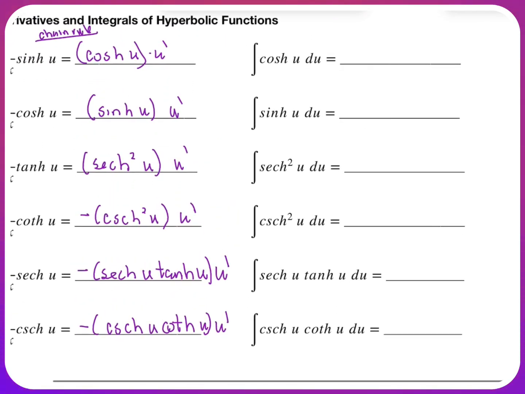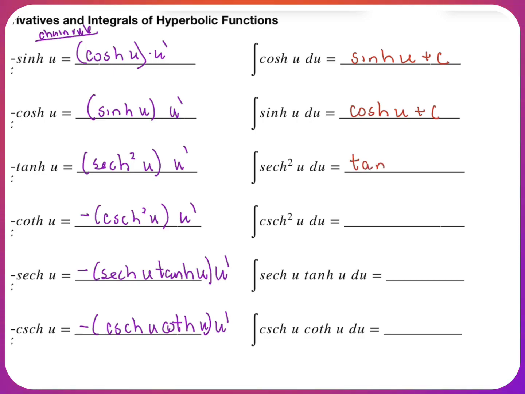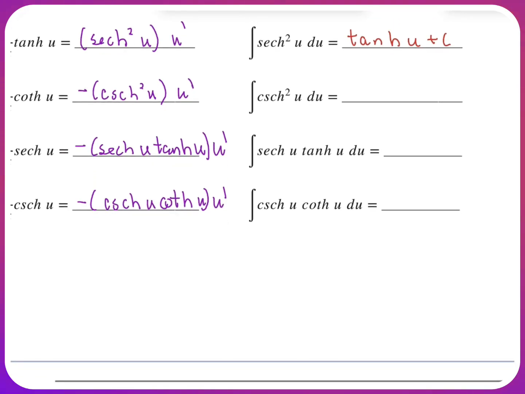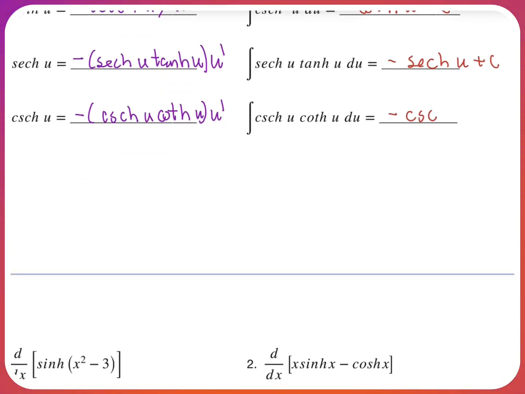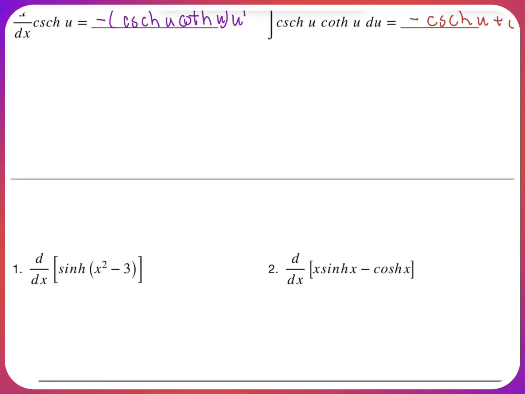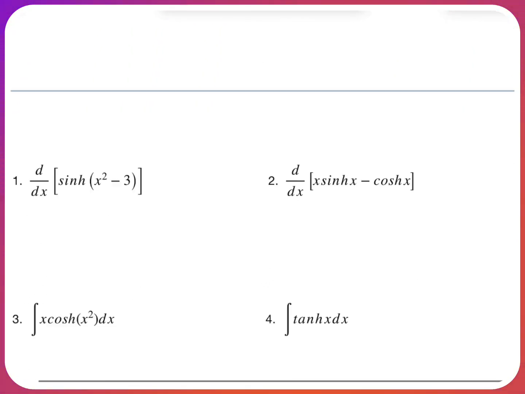Okay, let's look at the other direction. Now if I'm going to find the integral of the hyperbolic cosine, that is equal to the hyperbolic sine. The integral of the hyperbolic sine is the hyperbolic cosine. The integral of the hyperbolic secant squared is hyperbolic tangent. The integral of the hyperbolic cosecant squared is negative the hyperbolic cotangent of u. And the integral of the hyperbolic secant times hyperbolic tangent is negative hyperbolic secant. And the integral of hyperbolic cosecant times hyperbolic cotangent is negative hyperbolic cosecant.